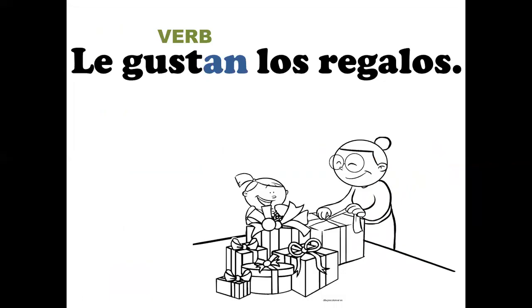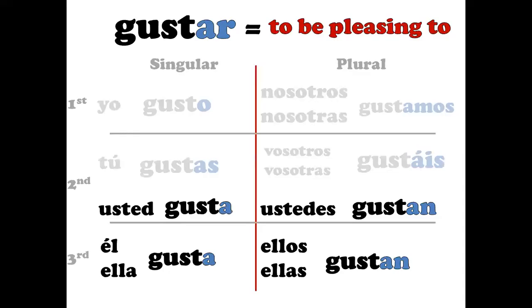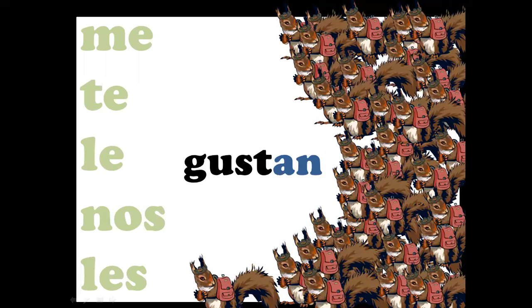Le gustan los regalos. So if she were getting more than one gift, la abuela, you would say to her are pleasing, not is pleasing, are pleasing los regalos. Los regalos are plural, and because that's the subject, you use gustan. They are pleasing to her. So if there's more than one thing that is being liked, that is pleasing, then you use gustan.